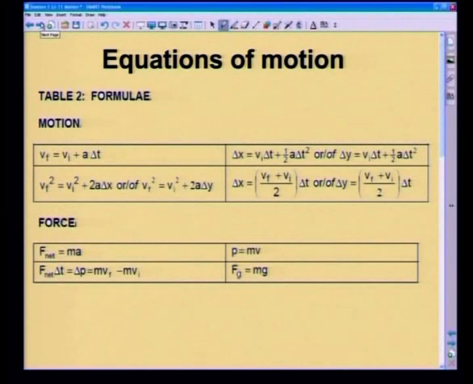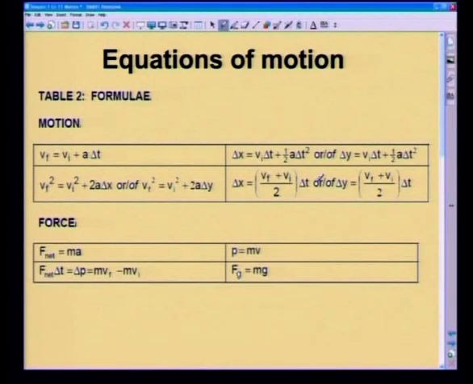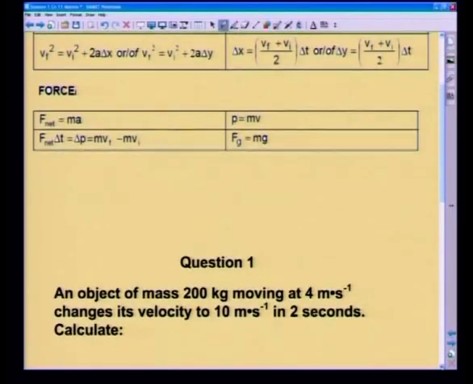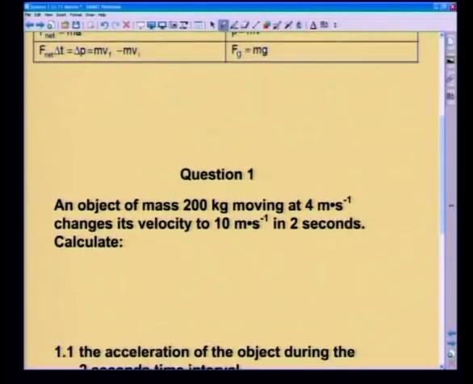Okay, now here are some other things that we need to know and use when we're talking about motion, more especially when we solve problems based on motion. It is equations of motion, and this is given to you, but we need to know how to use these equations, how to choose the appropriate one when we are answering questions.